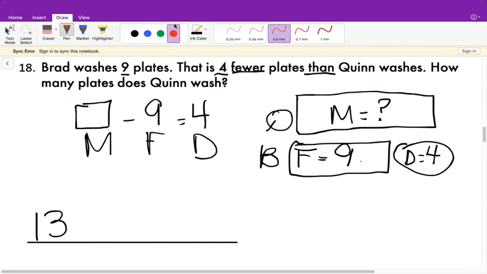So now I'm going to look for my label, and I'm always going to go to the question to figure out what the label is and look after how many. So here we see how many plates. So I'm going to write plates for my label. Okay, and that is problem number 18. Let's go on to problem number 19.